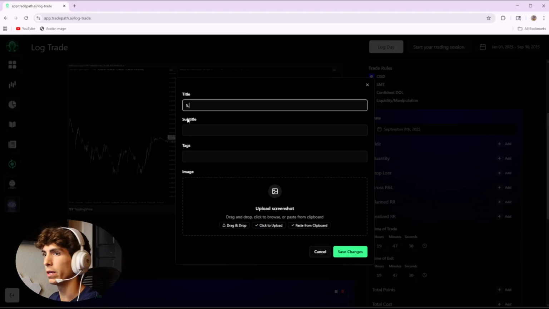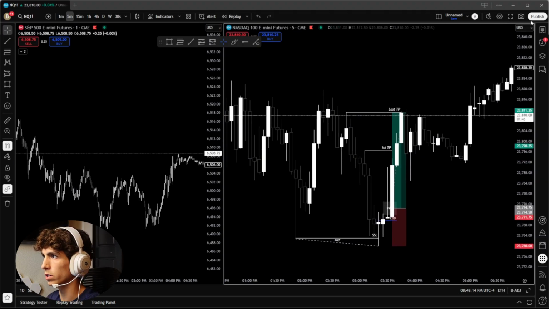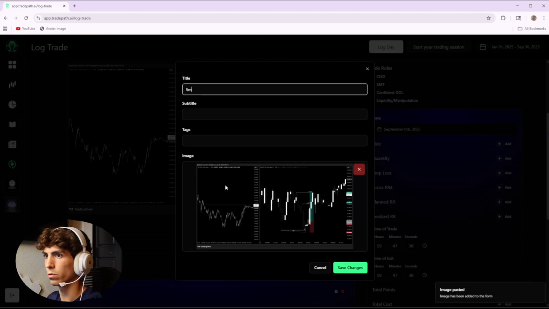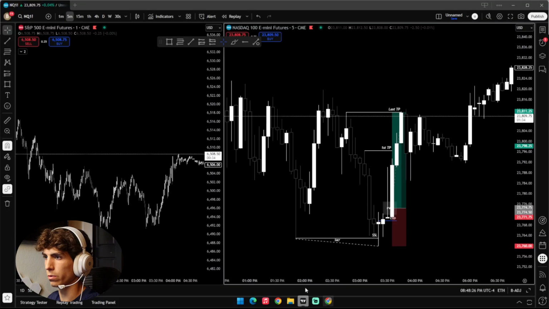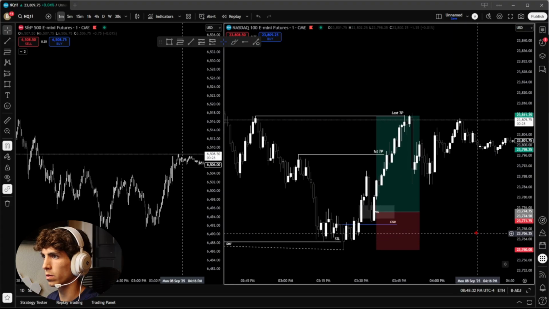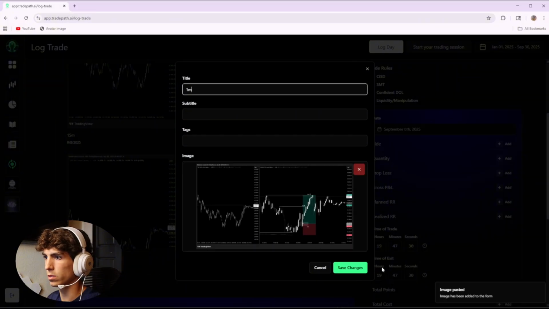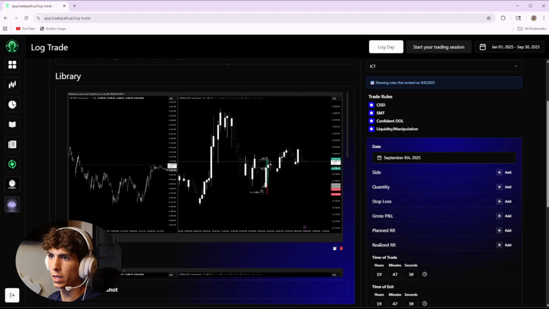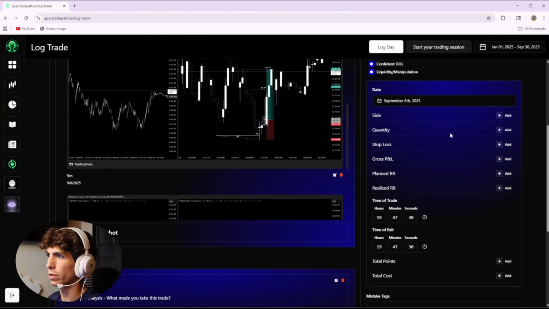I would then go to the 5-minute. Then I would go back to my chart, zoom into the 5-minute, get a good screenshot, copy the image, go back to the software, and press Control V to paste it. Then I would go to the 1-minute, go back to TradingView, zoom into the 1-minute, copy the image, and paste my last one. So I am looking at the 15-minute right here, the 5-minute right here, and the 1-minute right here.